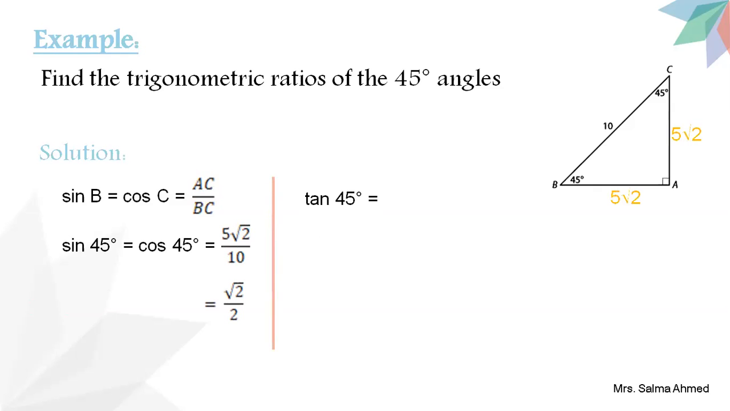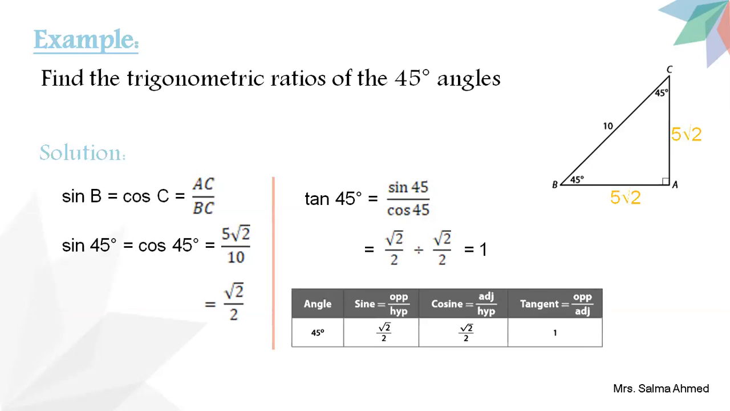Now I'm going to get tan 45. Tan is sine 45 over cosine 45. Both angles are 45, so sine and cosine are equal, root 2 over 2. Dividing root 2 over 2 by root 2 over 2 gives me 1. So tan 45 equals 1. This leads us to the following table, which is actually a very important table. For angle 45, sine and cosine have the same answer, root 2 over 2, and the tan is 1.